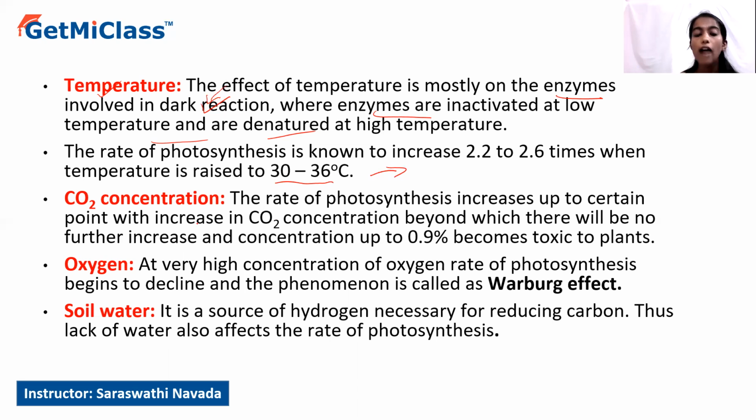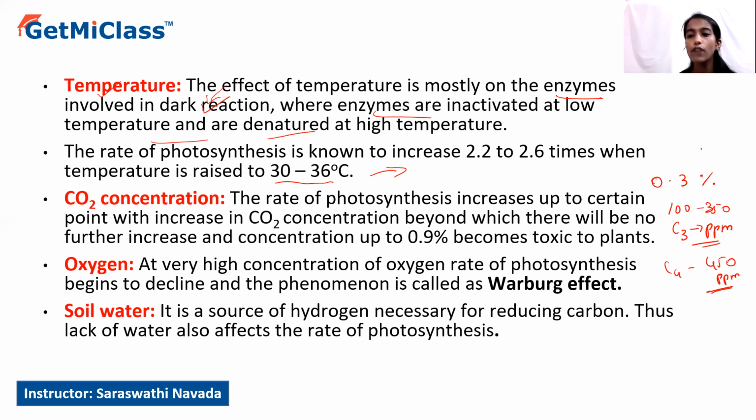And next, coming to the carbon dioxide concentration. It is again one of the limiting factors for photosynthesis. The rate of photosynthesis is going to increase up to a certain point with an increase in carbon dioxide concentration. As I said, the atmospheric concentration is 0.3%. An increase in the carbon dioxide concentration from 100 to 350 parts per million is going to increase the rate of photosynthesis in C3 plants, whereas C4 plants can take up carbon dioxide concentration up to 450 parts per million.